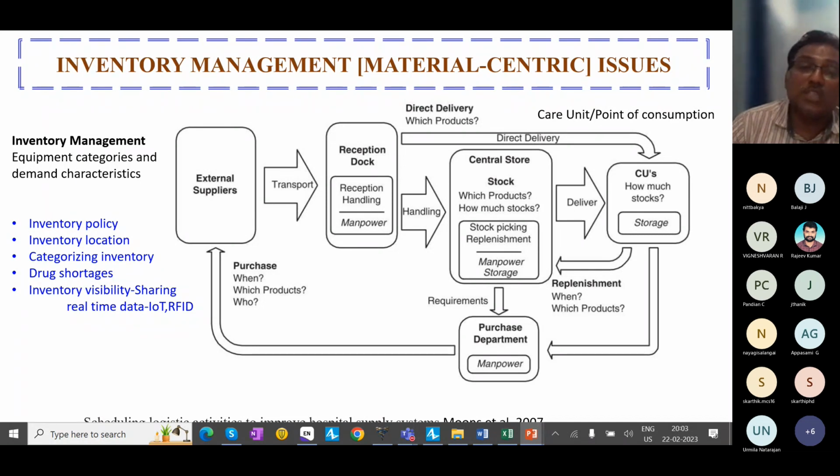And then there comes the inventory location. So if you see, typically the external suppliers will send the items. This is actually the point of consumption or care unit. From here, you may place the order to a central stock. Every hospital has its own inventory, and apart from that, you have a central stocking. So for the central stock unit, the question is which product and how much to stock, because all are medical and they have a specific shelf life, right? You need to minimize the cost associated with this inventory as much as possible. You need to minimize your wastages also.